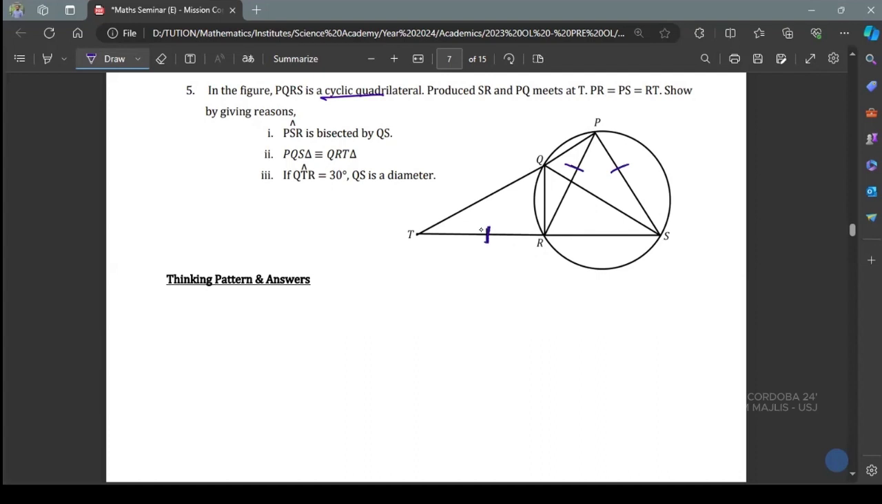Show, by giving reasons, that angle PSR is bisected by QS. PSR angle. Where's the PSR angle? This one is bisected by this QS. They want us to prove that these 2 angles are equal. Bisecting an angle means dividing an angle into 2 equal parts. So if you can prove that this angle is equal to this angle, then you can say this PSR angle is bisected by QS.